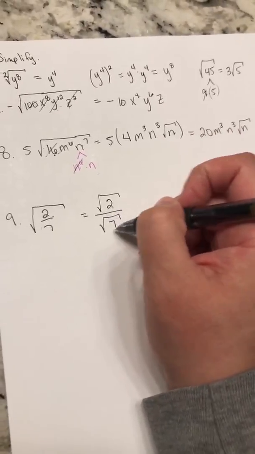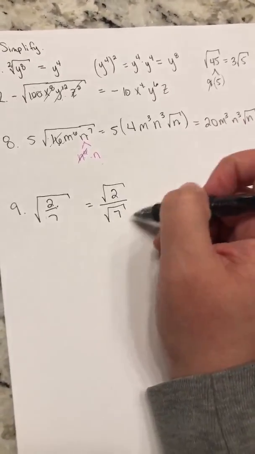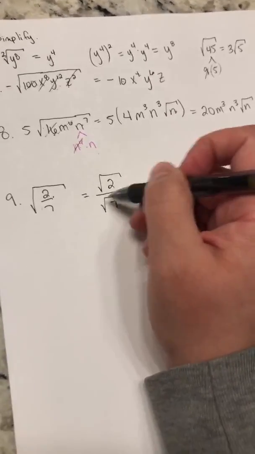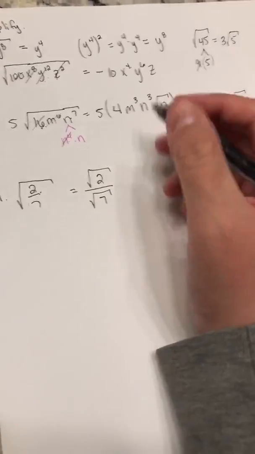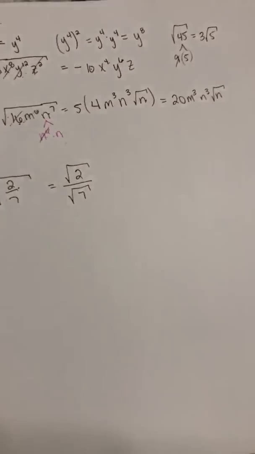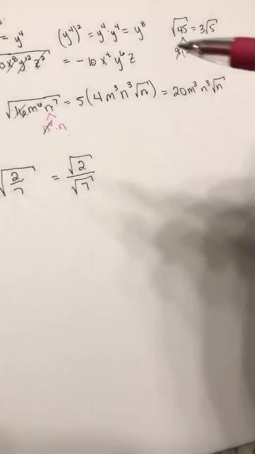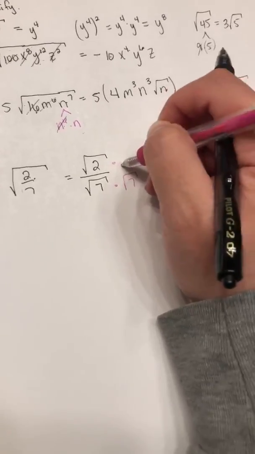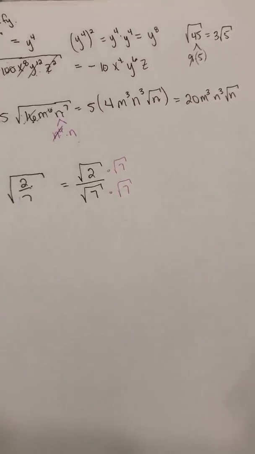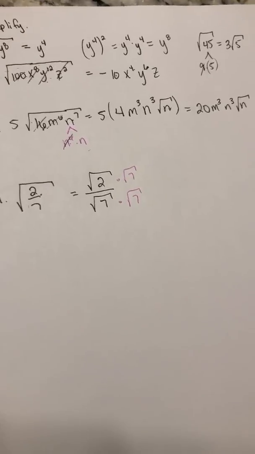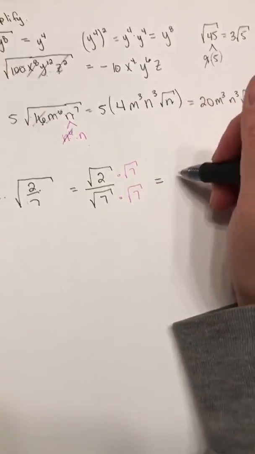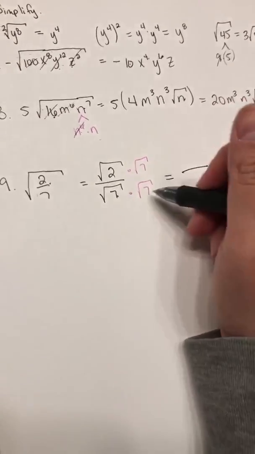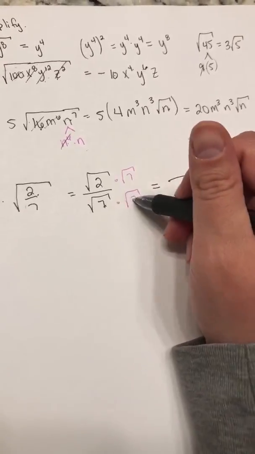And then we want to get rid of this radical in the denominator. So what we're going to do is multiply the top and the bottom, because whatever you do to the denominator, you have to do to the numerator. So we're going to multiply both the top and the bottom by square root of 7. The reason we do that is, I'll do the numerator in a minute, but the square root of 7 times the square root of 7, 7 times 7 is 49.